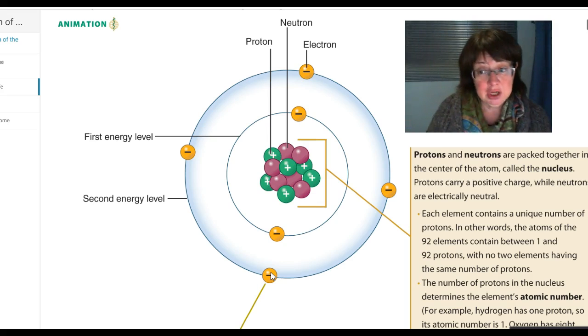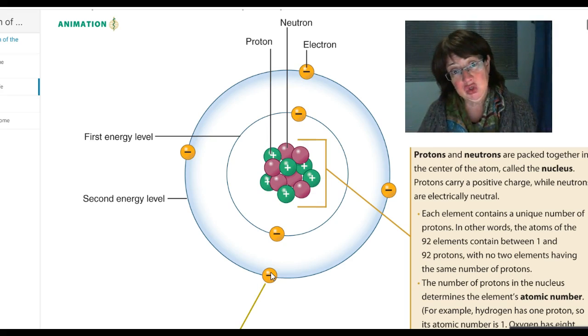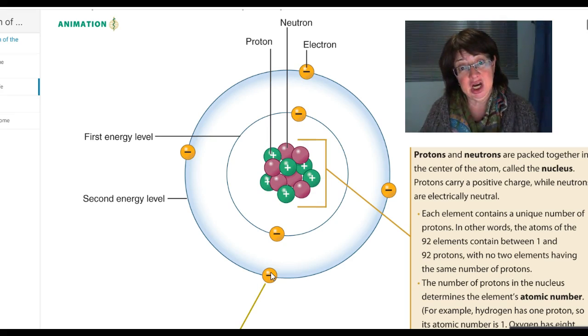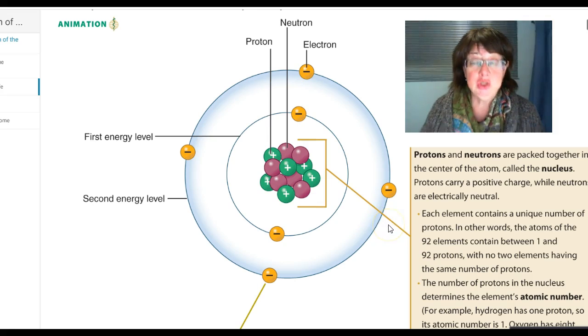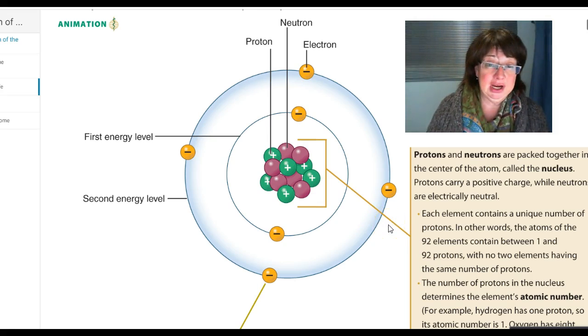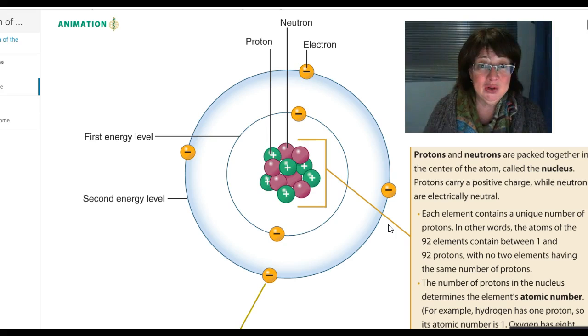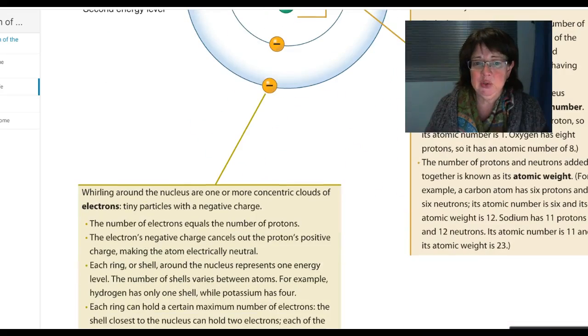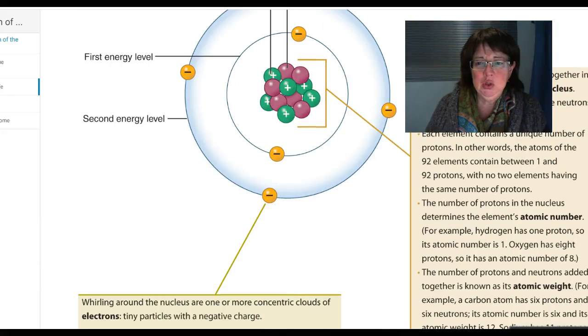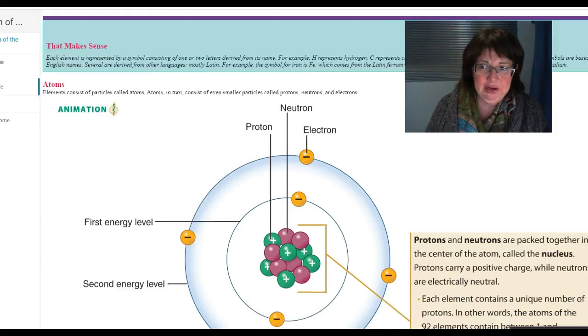Good. Protons are positive, neutrons are neutral, electrons are negative. Okay, so 2 sodium molecules are walking down the street, one says, "Oh no, I've lost an electron," and the other one says, "Are you sure?" And he says, "Yeah, I'm positive." It's a little ion joke. Okay, when you lose electrons, you become charged.